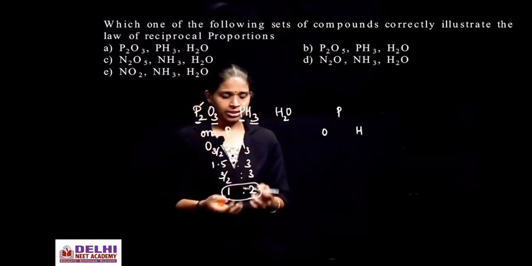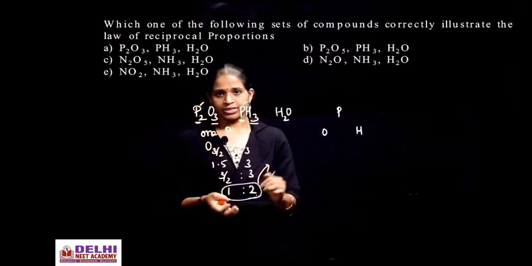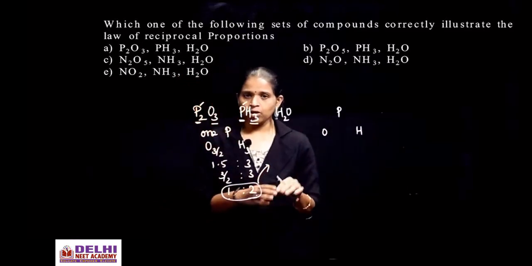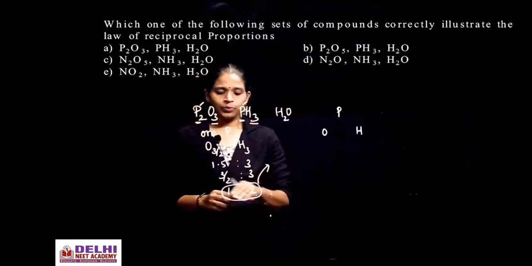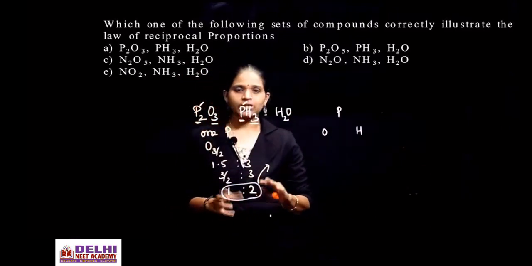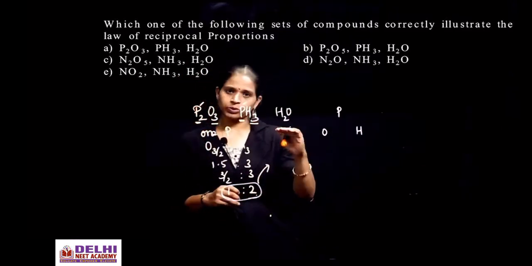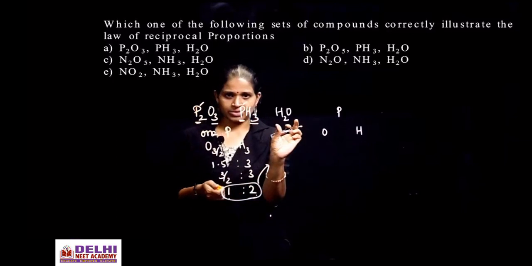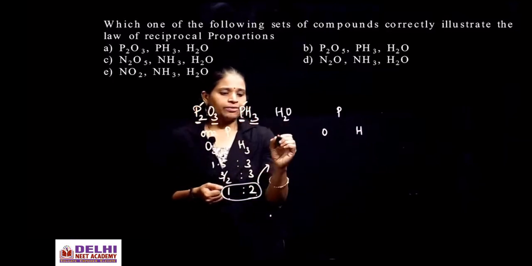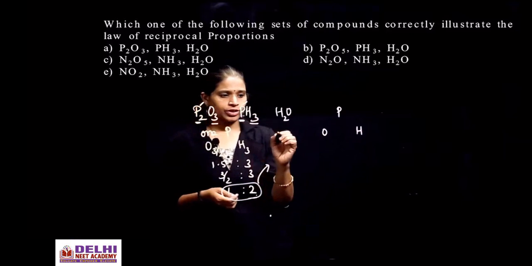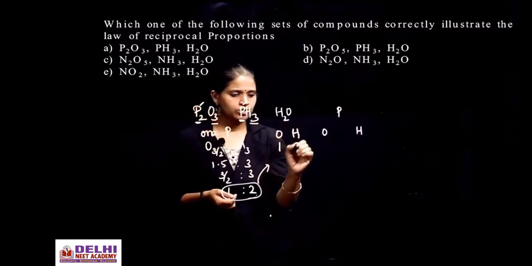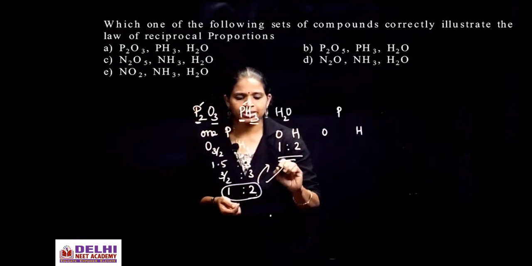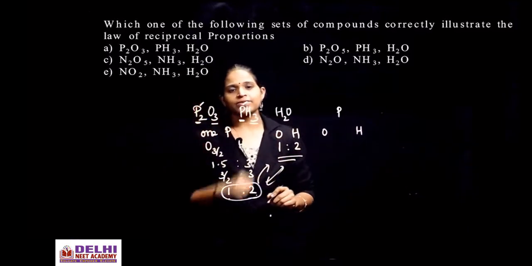Now I have to see whether this ratio is the same or a simple multiple of this in the case of water. So if I consider water, I have oxygen and hydrogen, so here also let me consider oxygen and hydrogen. Oxygen is 1, hydrogen is 2. So can I say they are in the same integral ratio? Which means the answer is the first option.